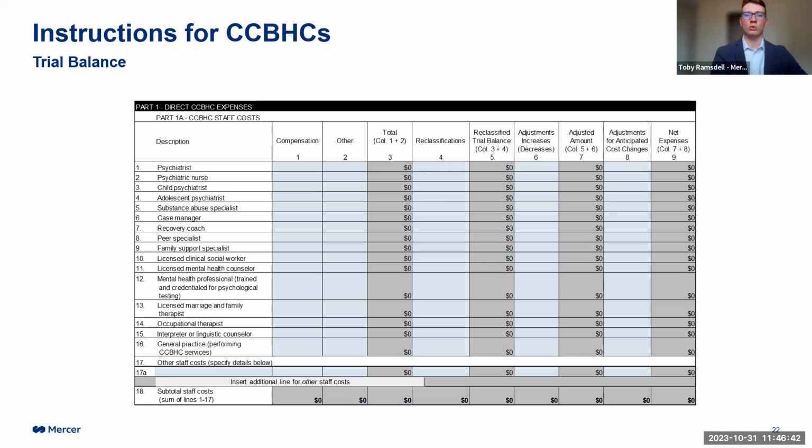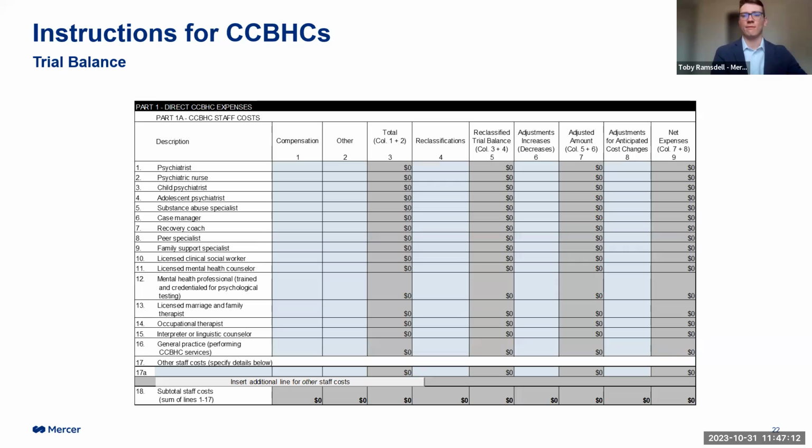Now, note that the blue columns are columns that are manually populated. So you as a provider will have to enter in the cost for each specific line in each blue column. However, the gray columns and the gray rows auto-populate. Those are formulas. So columns 1 and 2 automatically sum in column 3. And column 3, line 53 will be the final line in the cost report.